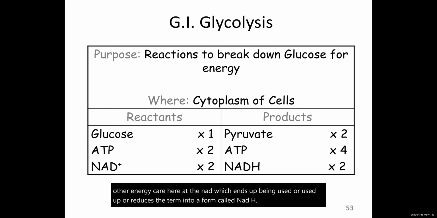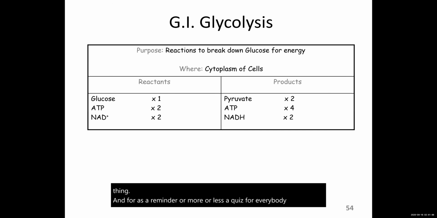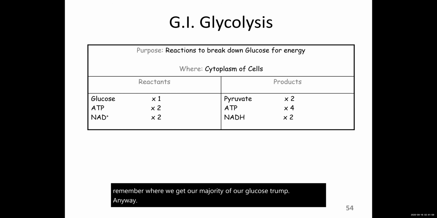Okay, so to summarize this to make it a little bit easier on you, I'm taking that same table, I've shrunk it, still shows the same thing. And as a reminder, or more or less a quiz for everybody, does anybody remember where we get the majority of our glucose from? Anybody? Carbohydrates. Most carbohydrates. And where do these come from in our diet? That should be the hint. No, nobody.